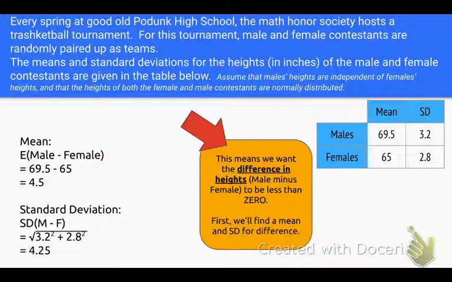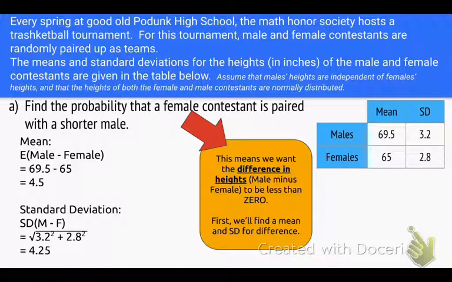Okay. So let's go ahead and find the expected value. So the expected value of male minus female is 4.5. Okay, so that means that on average the males are 4.5 inches taller. Your standard deviation of m minus f is the square root of your standard deviation squared plus your standard deviation squared. So 3.2 squared plus 2.8 squared square rooted is 4.25. Okay, so there's our mean and there's our standard deviations.